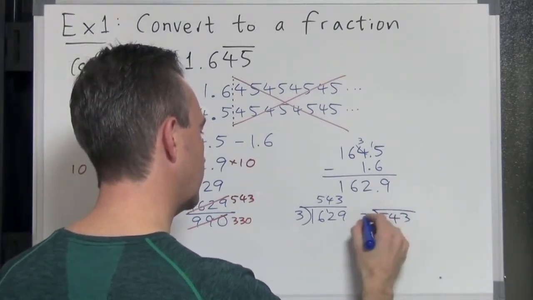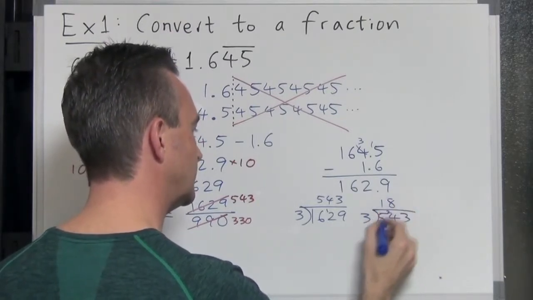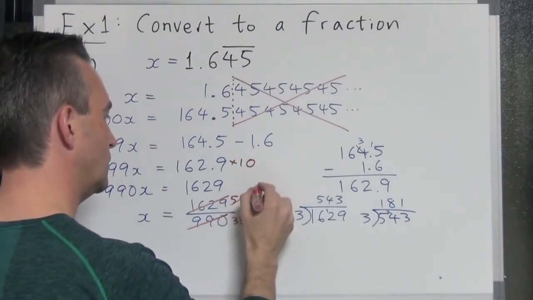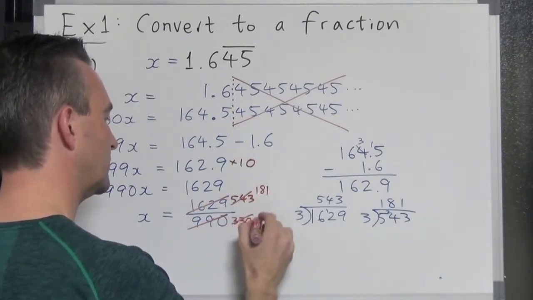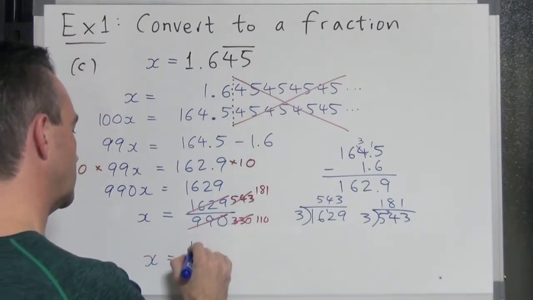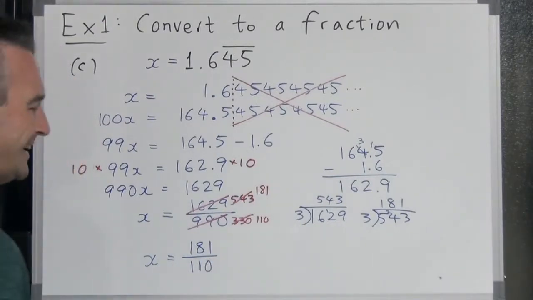543 divided by 3. 3 goes into 5 once, remainder 2. 3 goes into 24 8 times. 3 goes into 3 once. So this simplifies to 181, and dividing the bottom by 3 as well, 110. Giving us x equals 181 over 110. That should be it on your calculator.